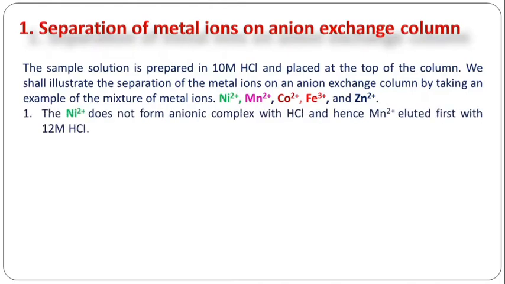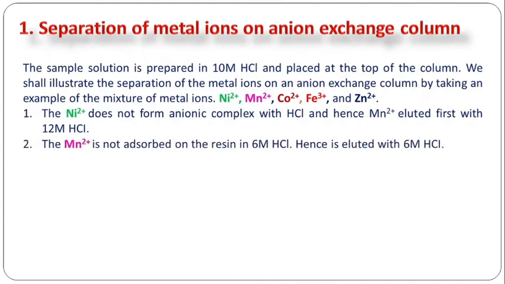Nickel 2 plus does not form an anionic complex with HCl and hence it is eluted first with the 12 molar HCl. So Ni2 plus is the metal cation which does not form anionic complexes with HCl. It won't form any complex, so it will drain out easily with 12 molar HCl and come out first from the column. So there is no need to separate nickel separately. When the solution of 10 or 12 molar HCl is added, it will come out first.